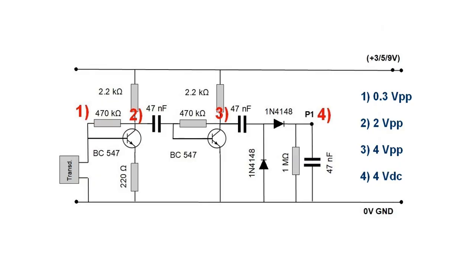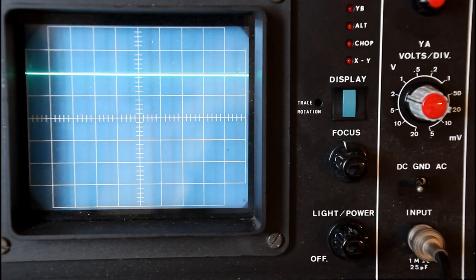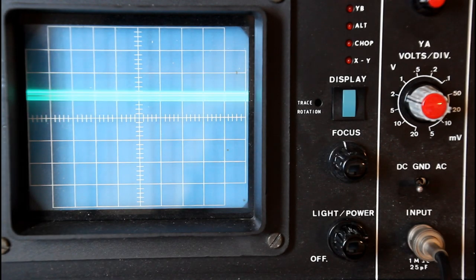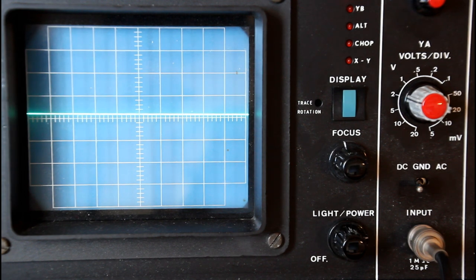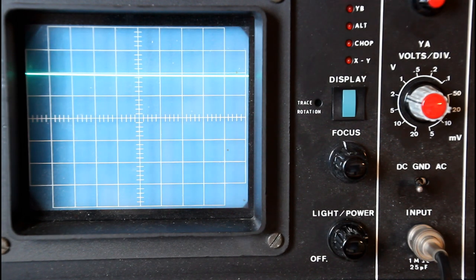Now we have a stage with two diodes. They ensure that the capacitor at point 4 is charged with a DC voltage when ultrasound is received. On the oscilloscope, it looks like this. When a signal is received, the voltage is 4 volts, and when I hold the hand in front of the transmitter, the voltage drops to 0 volts.